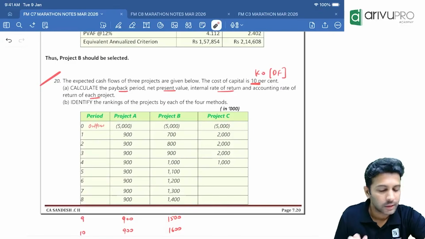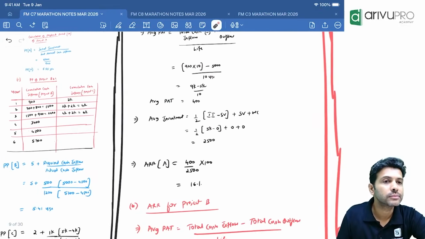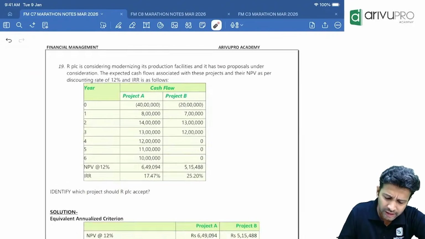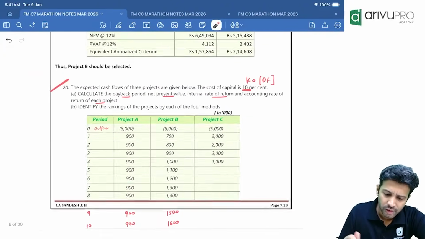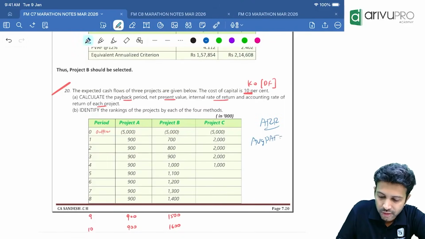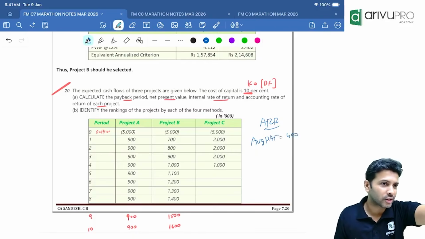Clear? Now I don't have to spend time on that. Here it's given. Done. Or maybe for project A, you calculate ARR for me. Let's see. Project A's ARR we calculate. What is the average PAT we got? 400. I know that is easy.